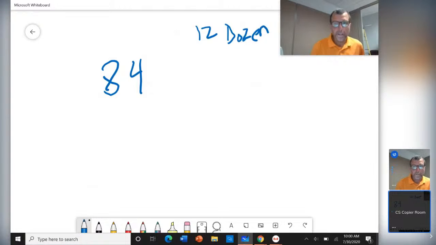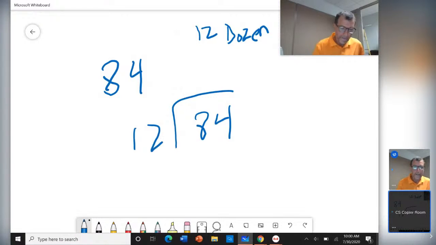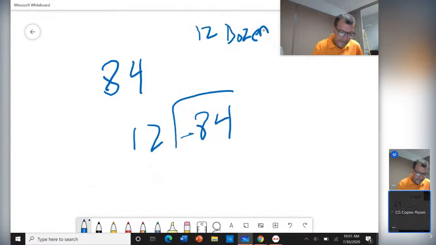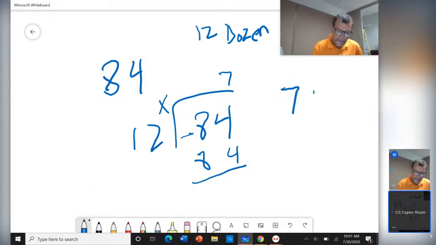So what we're going to do for this one, if there's 84, we're going to divide that by 12 because there's 12 in a dozen. We're trying to figure out how many dozens he's going to have. So how many times does 12 go into 84? Well, the 12 won't go into the 8, but it will go into the 84. And 7 times 2 is 14, carry the 1. 7 times 1 is 7, plus 1 is 8. So 7 times 12 equals 84. So it's going to be 7 dozen.